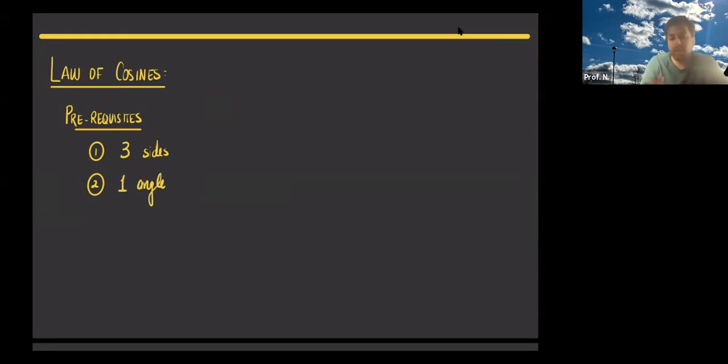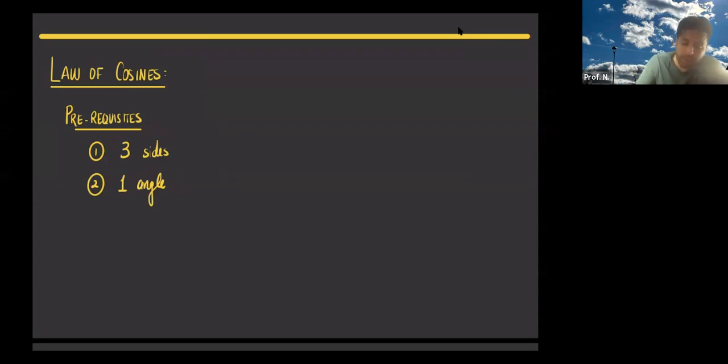Now, what could be unknown are various, so there are different scenarios to use the law of cosines. There are 2 different scenarios. One scenario is if you don't know one of the sides, but you know everything else. Or the other scenario is when you know all 3 sides, but don't know the one angle that you're given. So those are the 2 different scenarios.